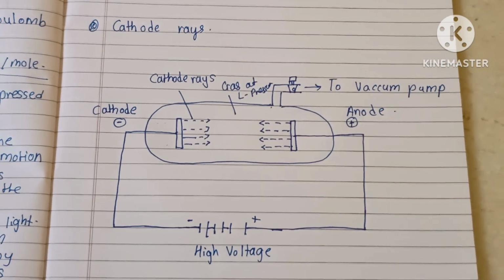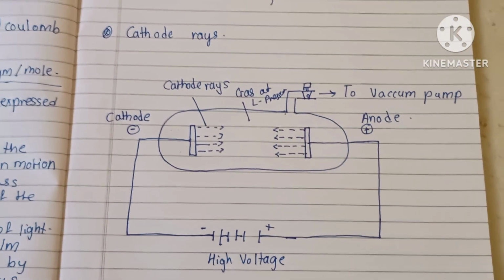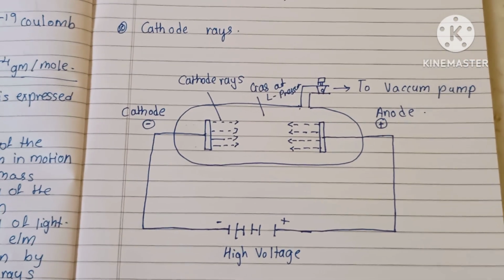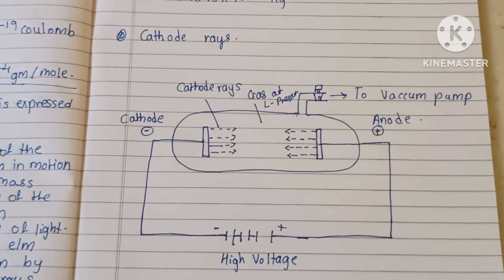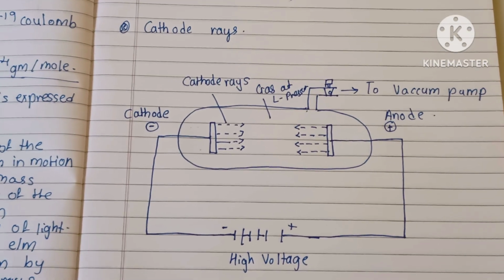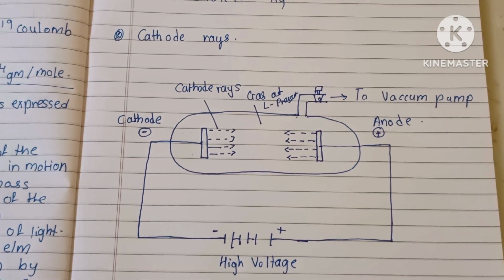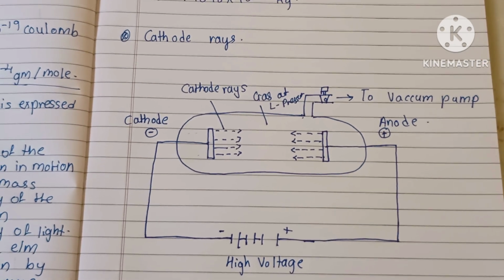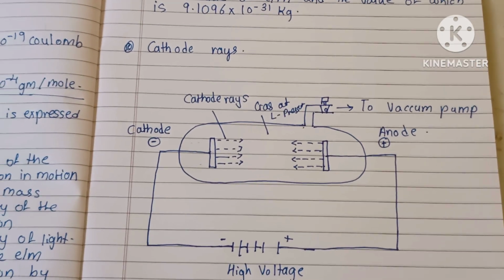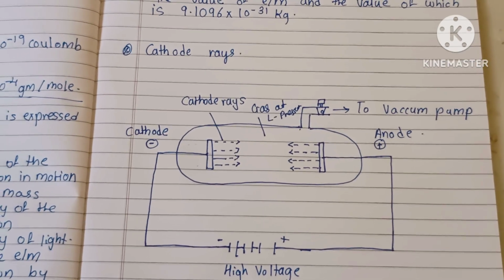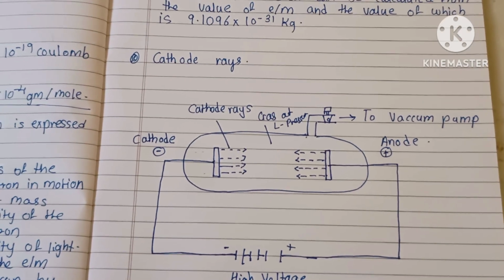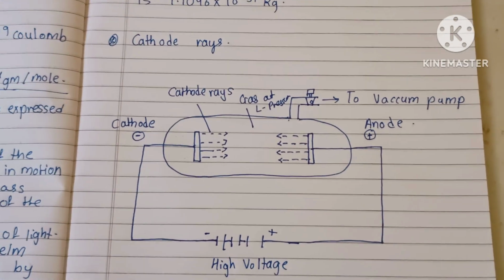Now we will just go through the properties. You just have to listen to it. The path of travelling is straight from the cathode with a very high velocity, as it produces shadows of an object placed in its path. Cathode rays produce mechanical effect. If a small paddle wheel is placed between the electrodes, it rotates. This indicates that the cathode rays consist of material particles.